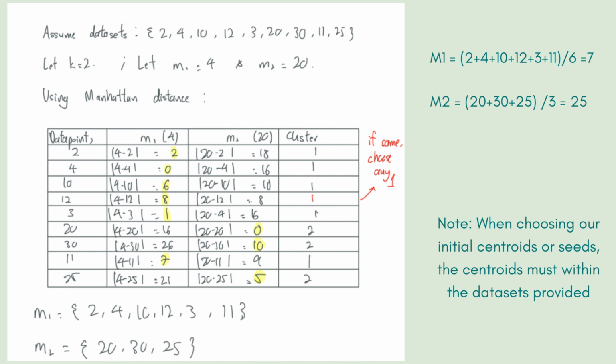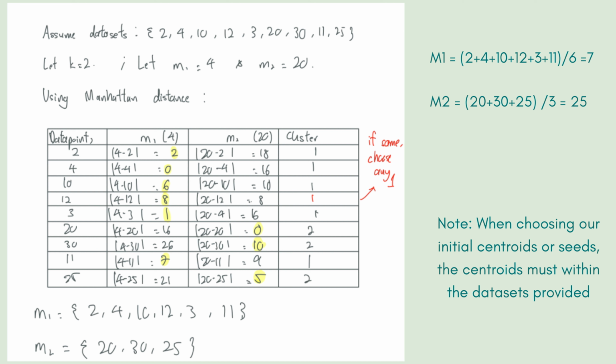This is an example of the k-means algorithm. In this example, the data set is given and k is equal to 2. So we will choose 2 data points to be the centroids, which are 4 and 20. Then, using Manhattan distance, we will calculate the distance of each data point to the centroids. To identify which cluster a data point belongs to, we will compare the distances of the particular data point to the centroids and choose the shortest distance as the cluster.